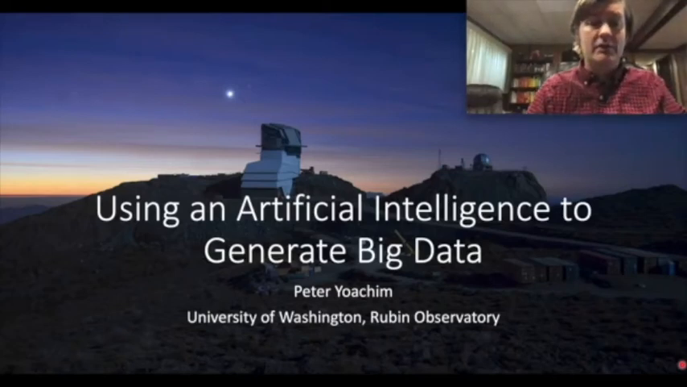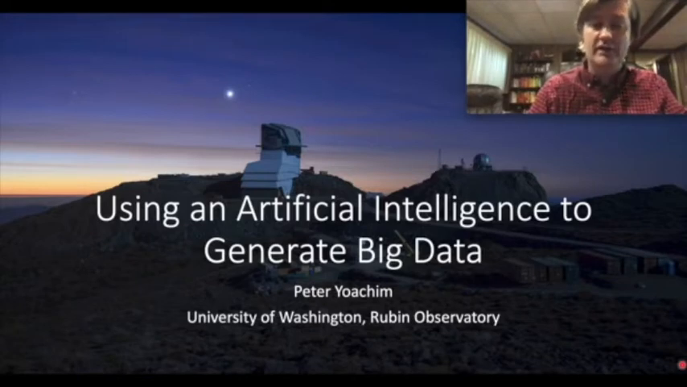Hi everyone, I'm Peter Yoachim from the University of Washington and the Rubin Observatory, and I'm here to tell you about using an artificial intelligence to generate a big data set. My image here is a recent image from the summit where Rubin Observatory is being constructed, and you can see the full moon in the background there.